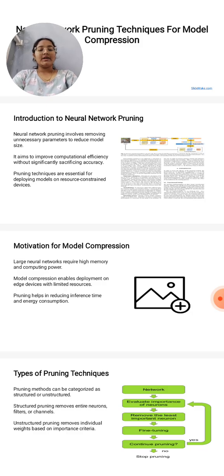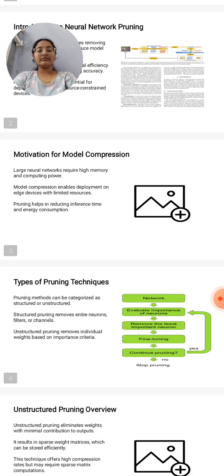The next slide is about motivation for model compression. Large neural networks require high memory and computing power. Model compression enables deployment on edge devices with limited resources. Pruning helps in reducing inference time and energy consumption.